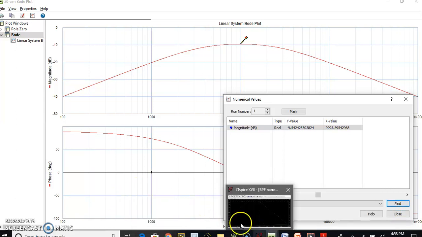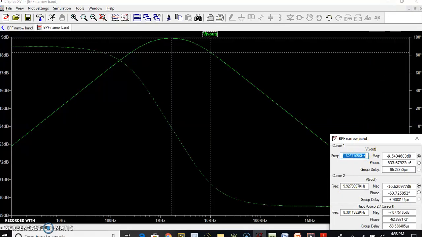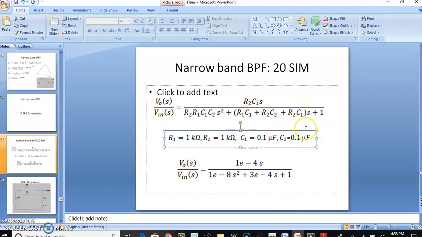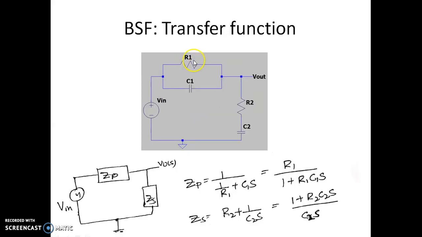So let us now move on to the band stop filter and try to see what it is. This is the band stop filter RC network. This is the one which decides where the poles and zeros of the band stop filter should be. So for the band stop filter, we'll see what the transfer function is.